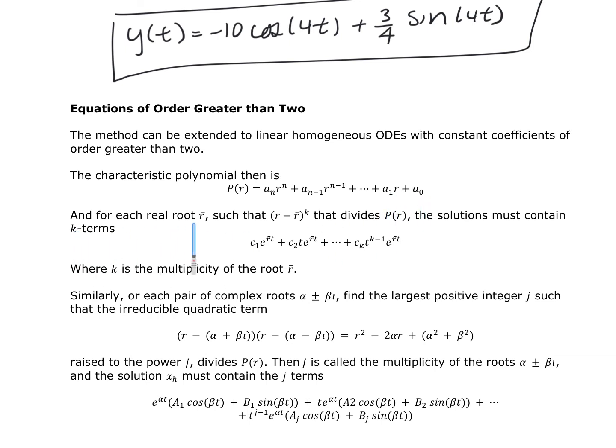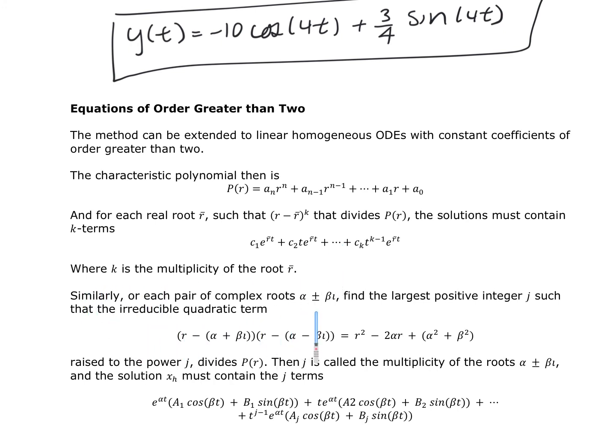For each real root r bar such that (r minus r bar) to the k divides p of r, the solution must contain c sub 1 e raised to the r bar t plus c sub 2 t e raised to the r bar t, all the way down to c sub k t to the k minus 1 e raised to the r bar t. So in other words, if I had a root whose multiplicity was 3, then I would need c sub 1 e to the rt, c sub 2 t e to the rt, plus c sub 3 t squared e to the rt. And k is the multiplicity.